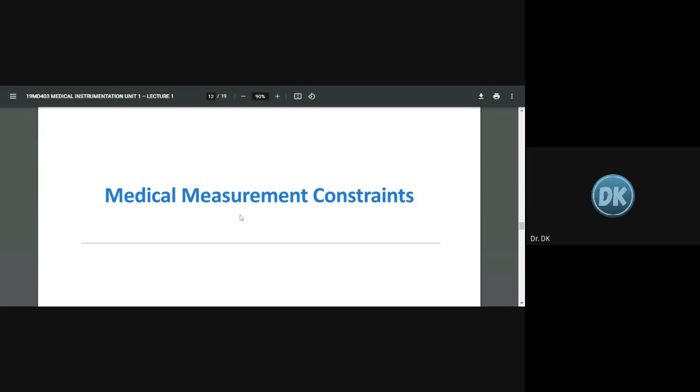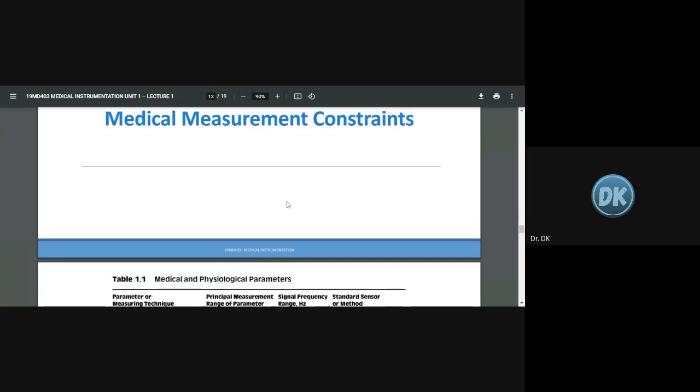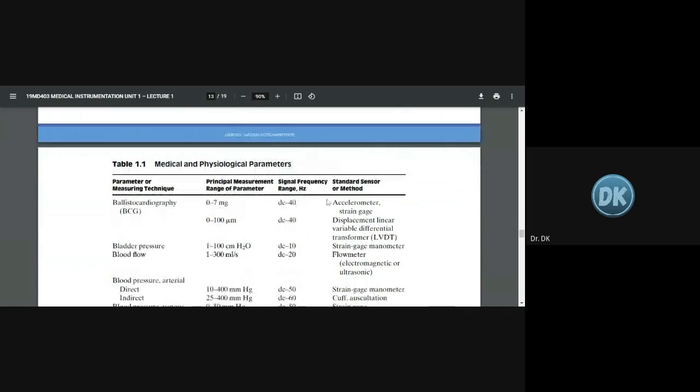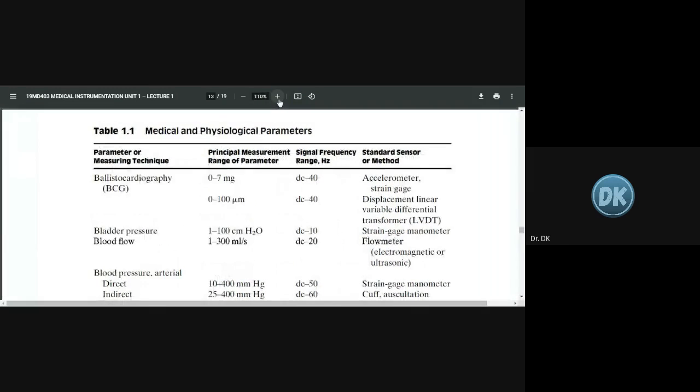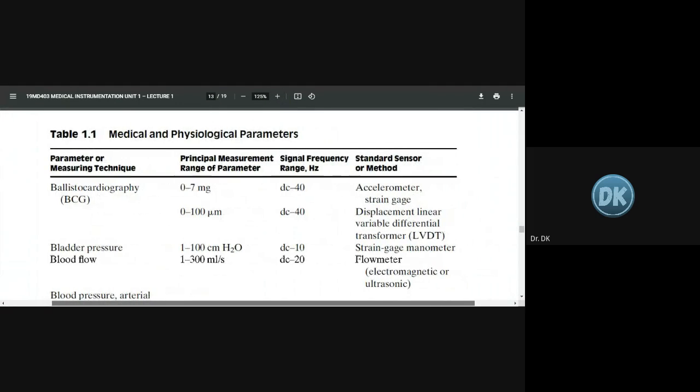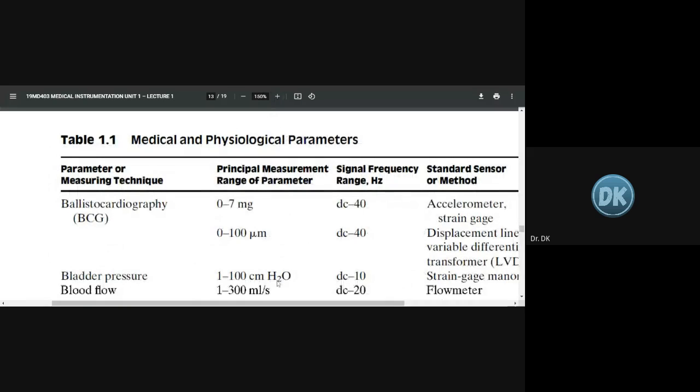So today we'll move on to the next topic, which is medical measurement constraints. So before moving on to the constraint thing, we'll be discussing what are the different physiological signals and how it is measured. Okay. So these are the various physiological and medical parameters which are measured from the human body. Let me just zoom it so that you are able to view it clearly.